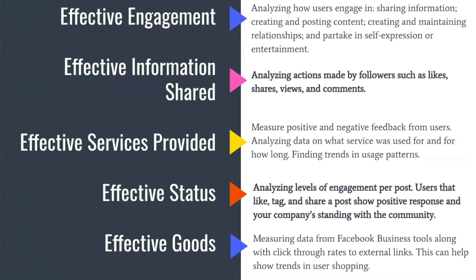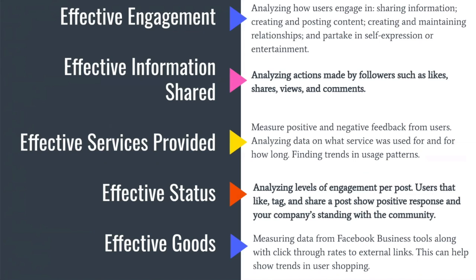And then for effective status, it's just analyzing engagement per post. A lot of it is analyzing how much your engagement is. So if people like to use your tags, if they tag their friends in it, if they react positively to it, they give the little laughing emoji, the wow emoji, it shows your standing with the community if they give a positive response.